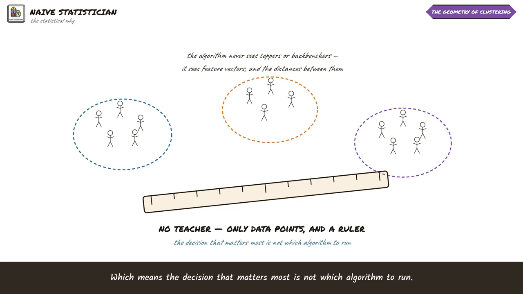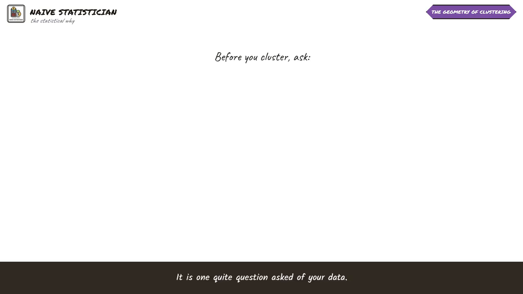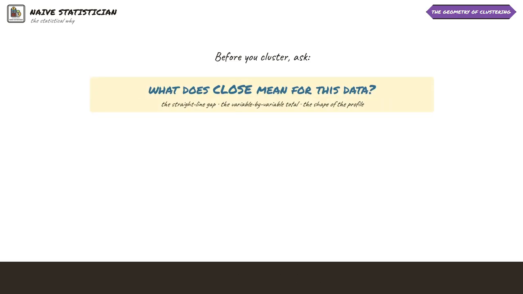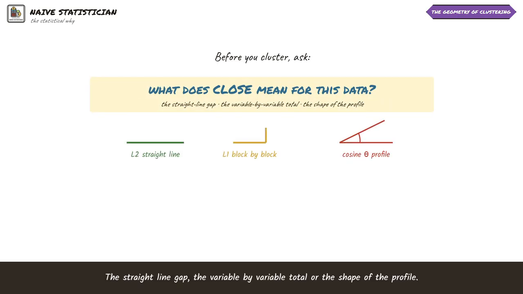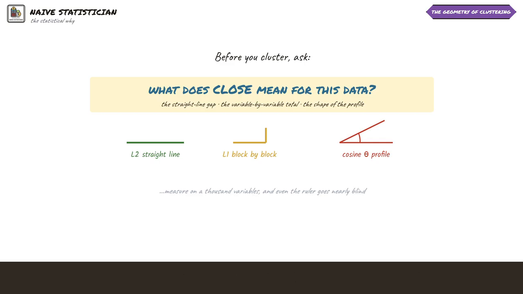Which means the decision that matters most is not which algorithm to run. It is one quiet question asked of your data: what should close mean here? The straight line gap, the variable by variable total, or the shape of the profile? Answer that honestly, remembering that once you measure in 1,000 dimensions, the ordinary ruler goes nearly blind, and the right clusters will show themselves.